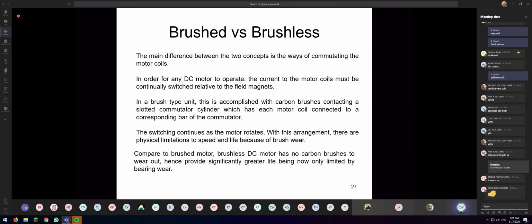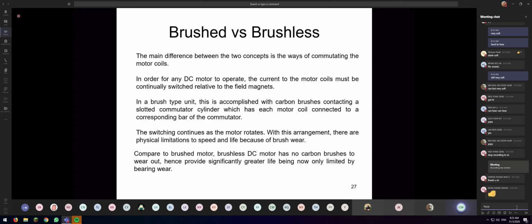In the brush type, this is accomplished with a carbon brush contacting a slotted commutator cylinder, which has each motor coil connected to a corresponding bar of the commutator. The switching continues as the motor rotates. With this arrangement, there are physical limitations to speed and life because of the brush, because you need to have a direct contact between the brush and the commutator.